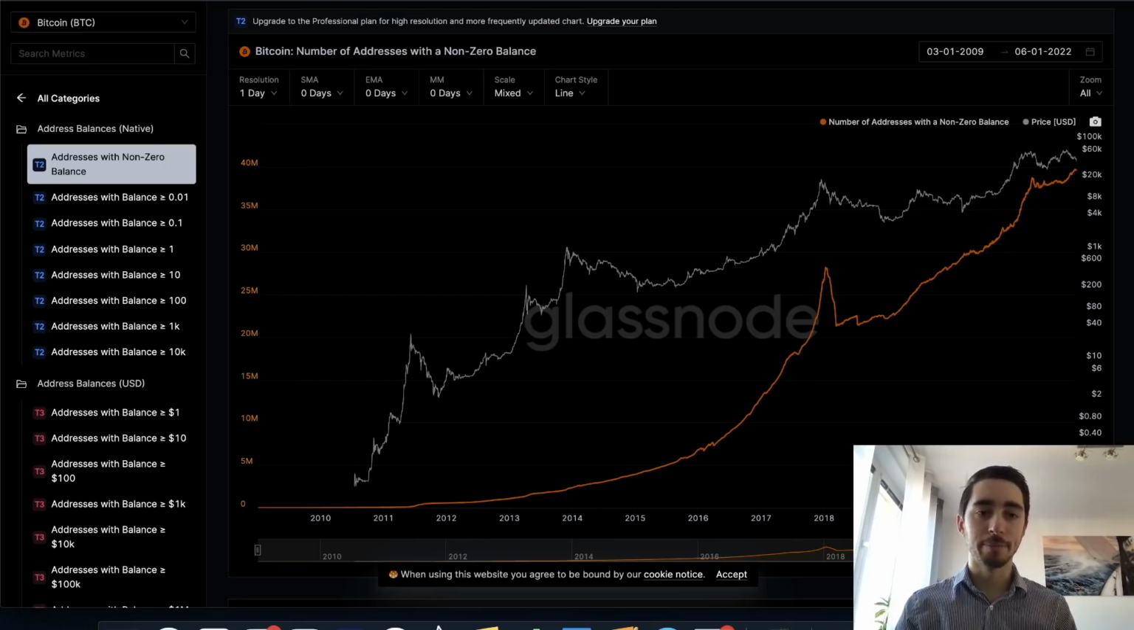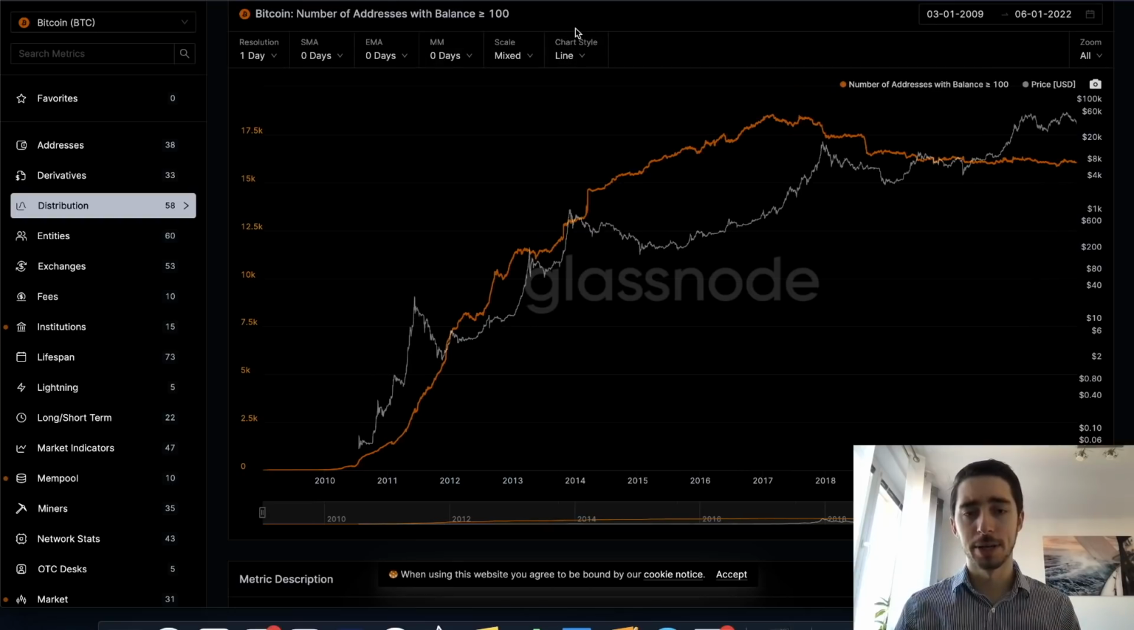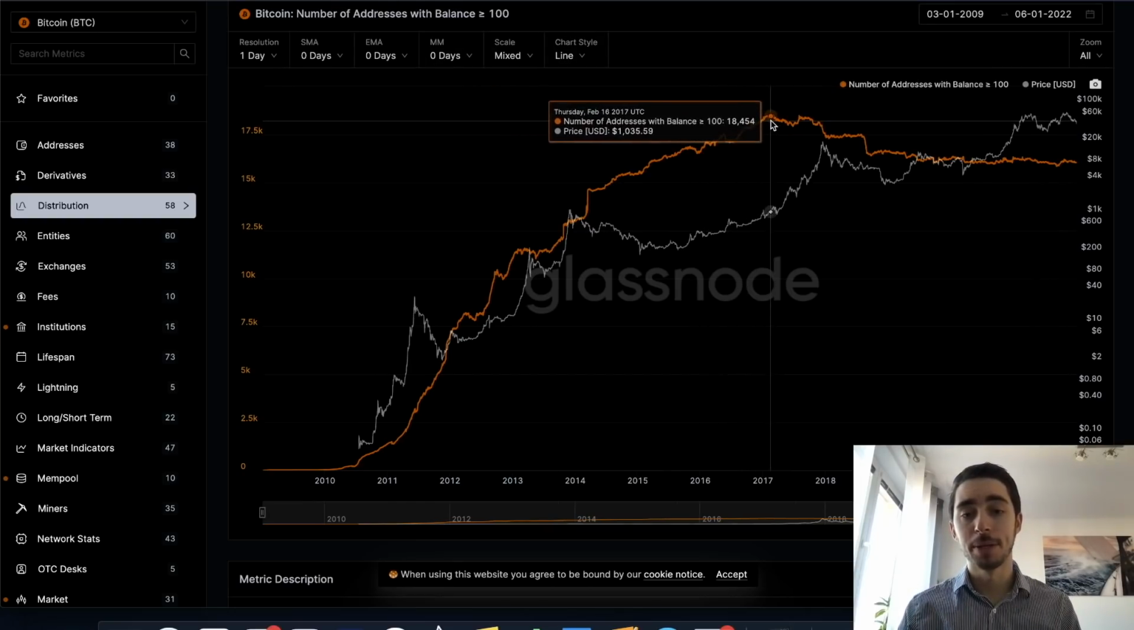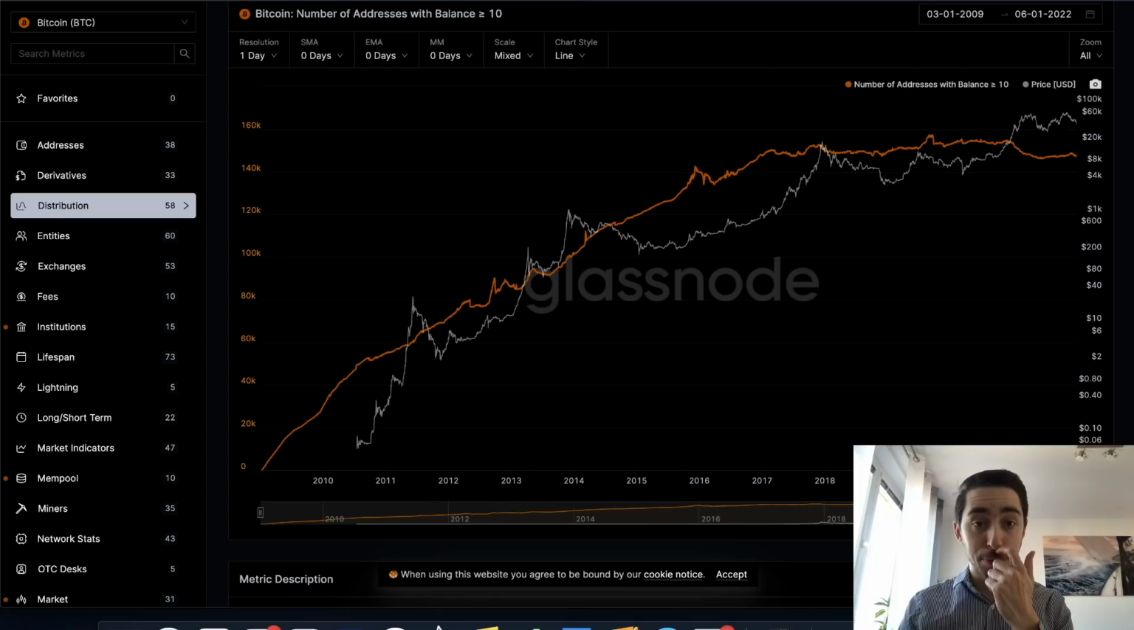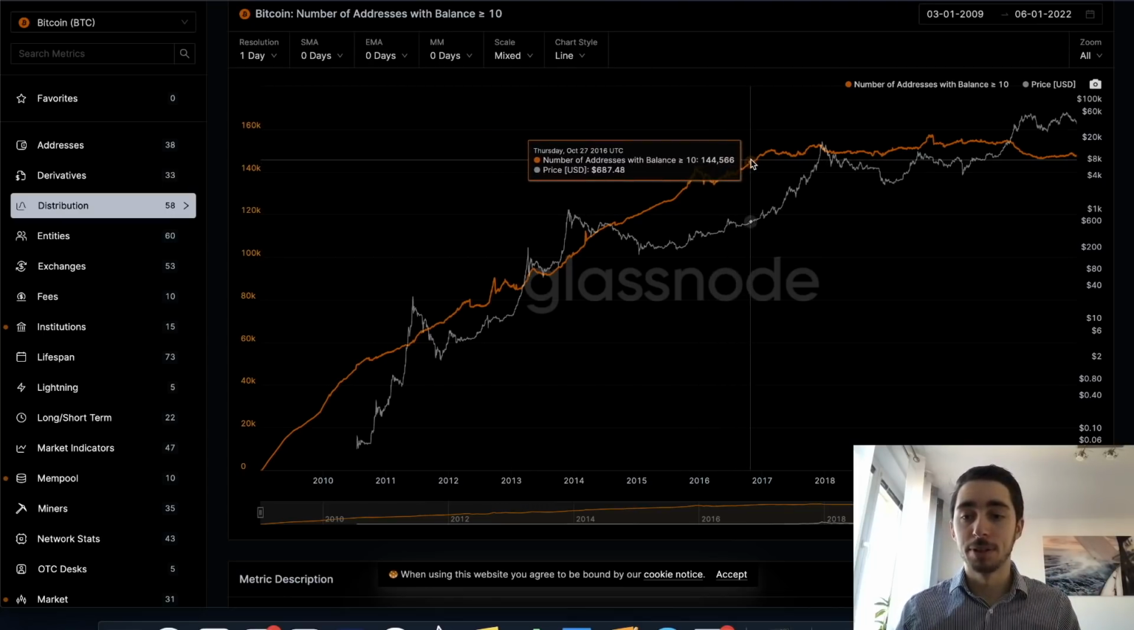Well, we can take a look again at the data science models, right? Wallet sizes with over 100 Bitcoin, down from a peak in February of 2017, from 18,454 wallets down to a little over 16,000 wallets. Doesn't look like the institutions are swallowing up the entire supply. Well, we could take a look as well at the wallets with over 10 Bitcoin. Well, we've been relatively neutral with this since November of 2016. Doesn't look like a lot of institutions buying to me.